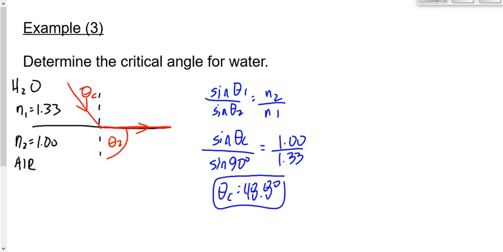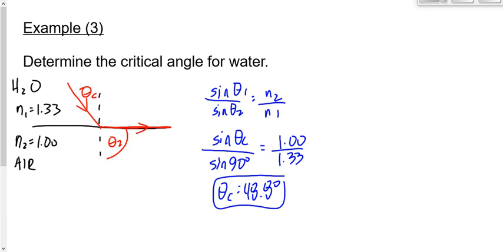Why is it going from water into air? First of all, we have to assume that the second medium, the other medium, is air here. It could be something else, I mean, you could have water and glass, let's say, but if it doesn't specify, then we're going to assume that it's air.